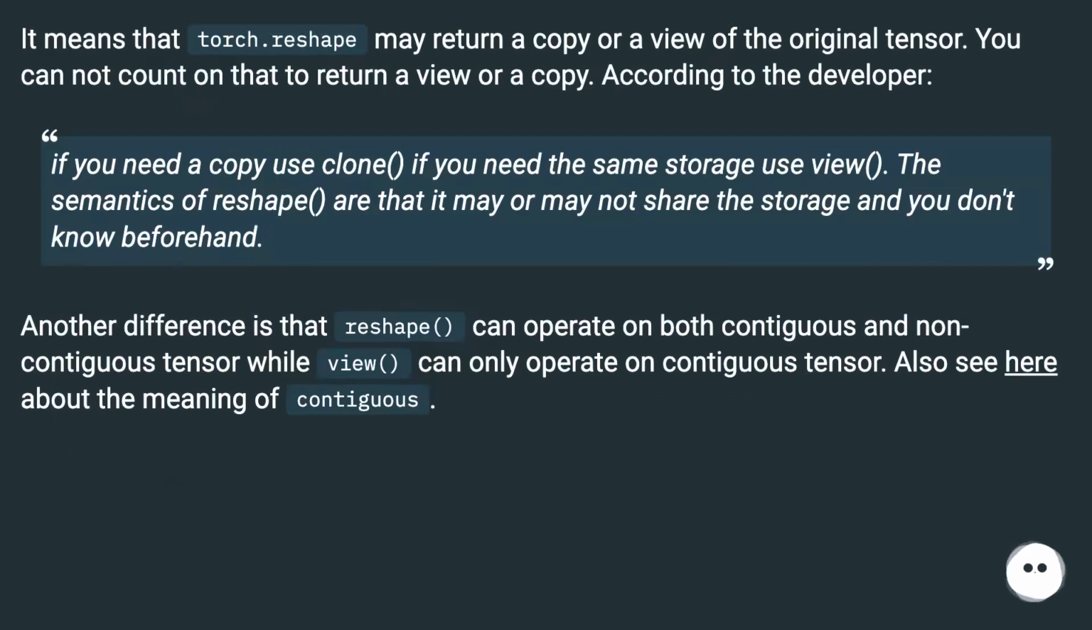It means that torch.reshape may return a copy or a view of the original tensor. You cannot count on that to return a view or a copy. According to the developer, if you need a copy, use clone; if you need the same storage, use view. The semantics of reshape are that it may or may not share the storage and you don't know beforehand. Another difference is that reshape can operate on both contiguous and non-contiguous tensors, while view can only operate on contiguous tensors. Also see here about the meaning of contiguous.